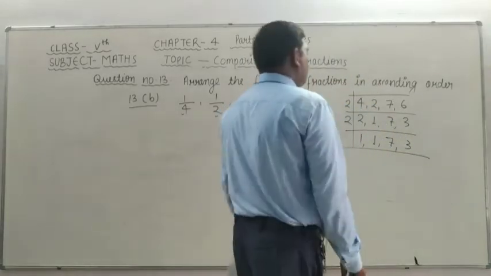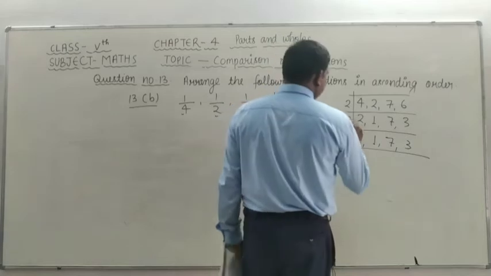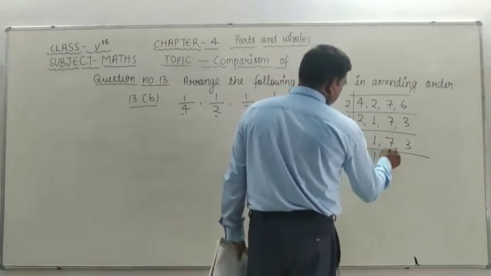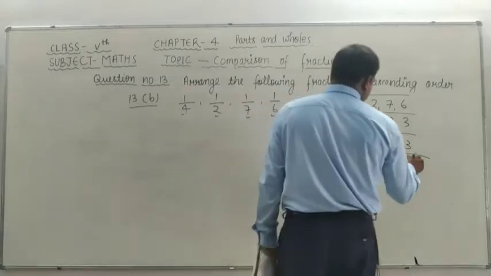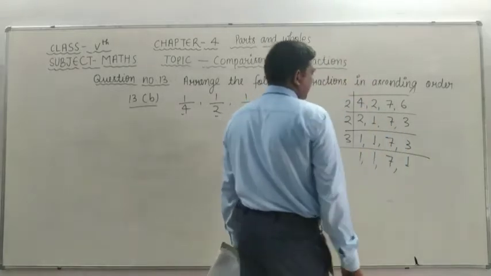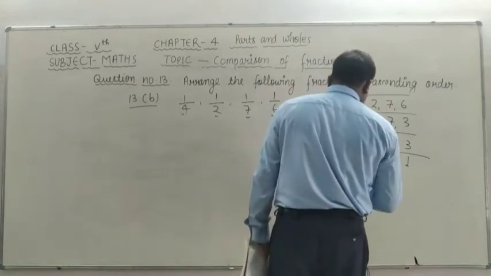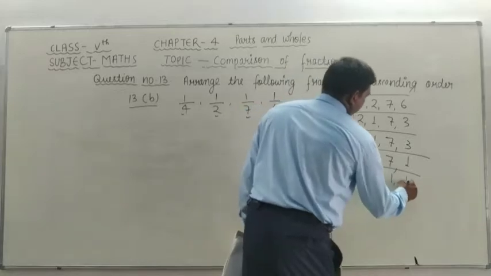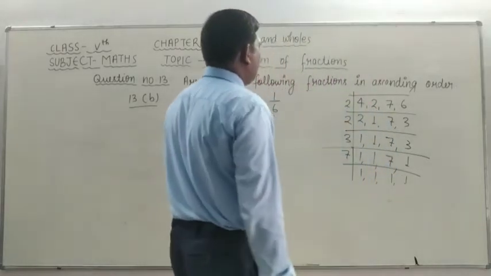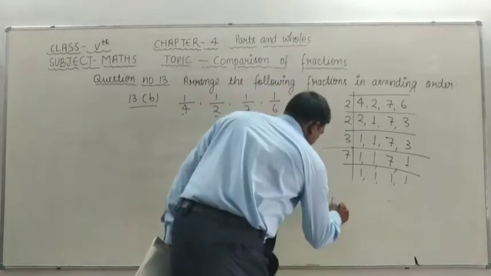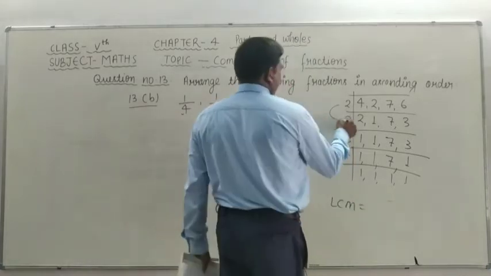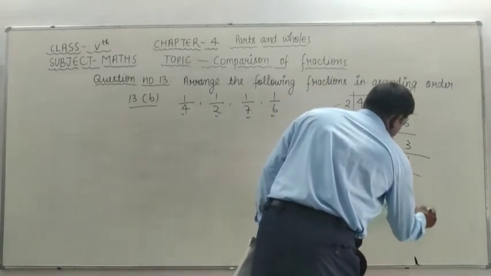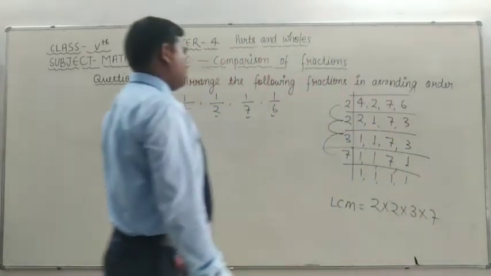Okay students, look, again we have to take 3. 7 is not divisible by 3, 3 is divisible by 3, that means 3 times 1 is 3, 7 times 1 is 7. After multiplying these we get the LCM. It means that LCM is equal to 2 into 2 into 3 into 7.